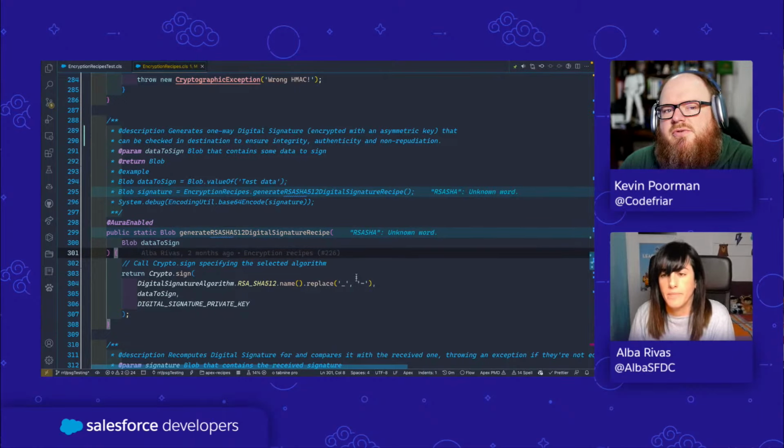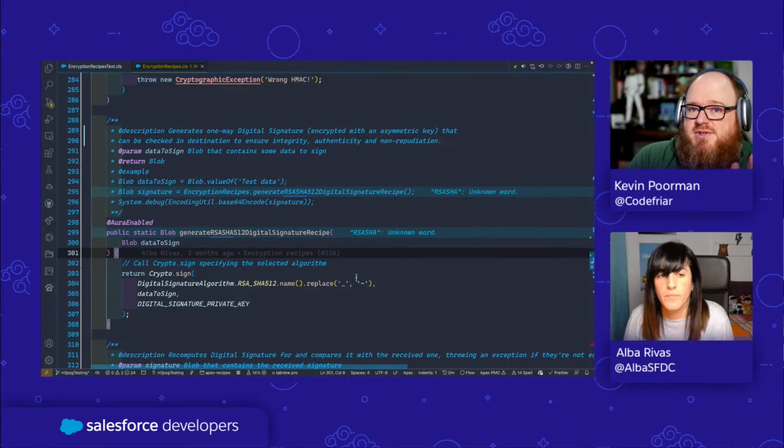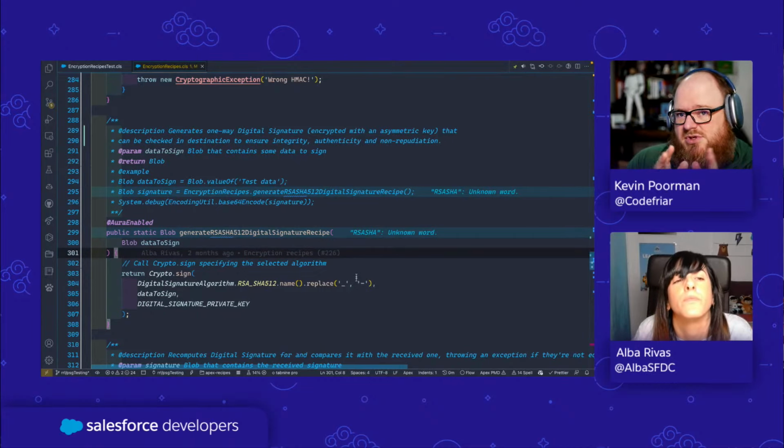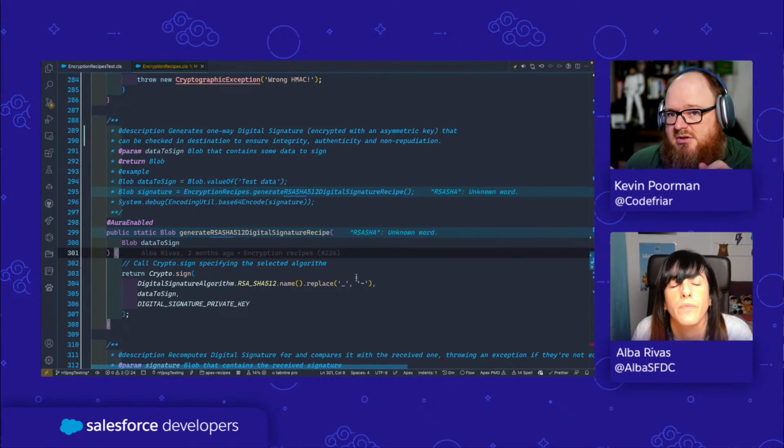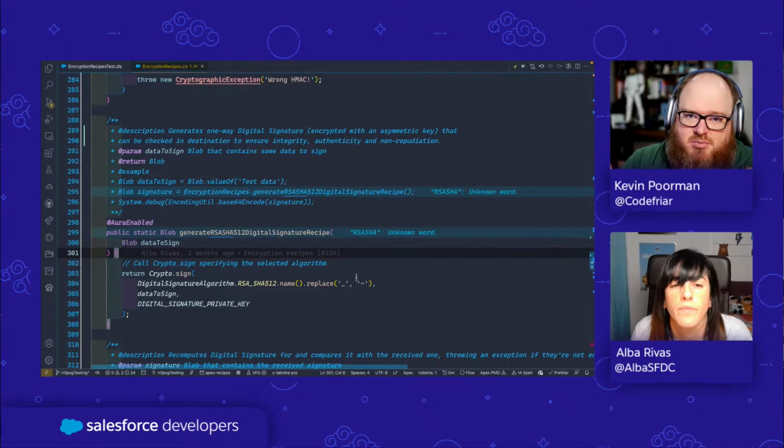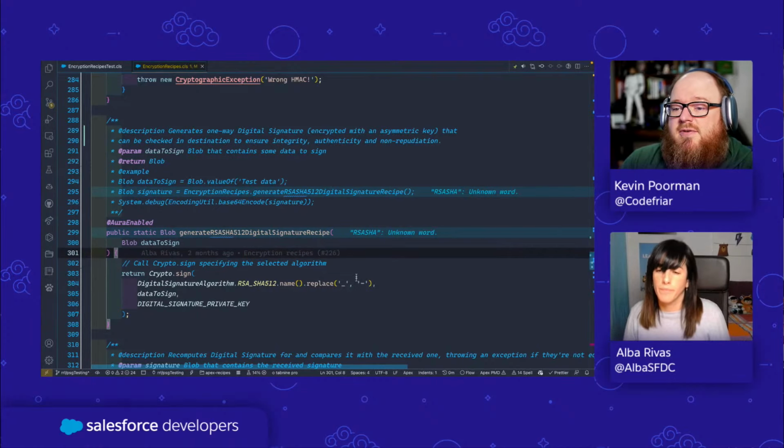Yeah. So asymmetric encryption is a completely different beast than symmetric encryption. Like I said earlier, symmetric means you use the same key to encrypt and decrypt, whereas in asymmetric, one key can only encrypt and the other key can only decrypt. And like Alba was saying, you're only going to share your public key, and your public key can only encrypt. So if you want to decrypt it, you have to have the private key. And if you've ever done, let's see, what is it called?